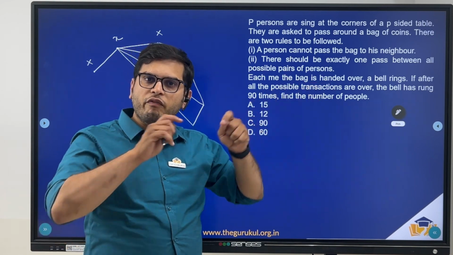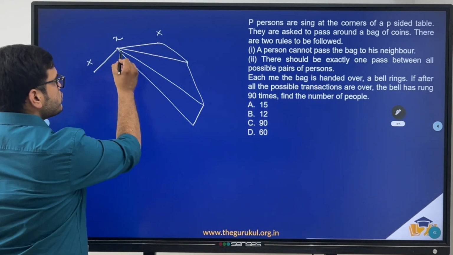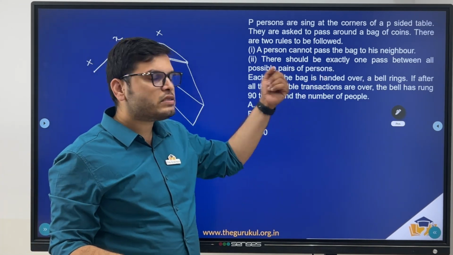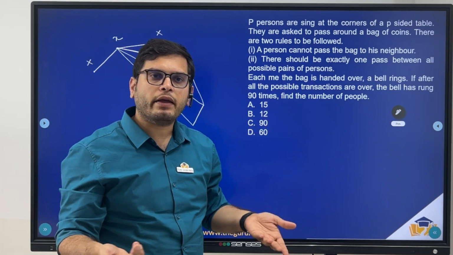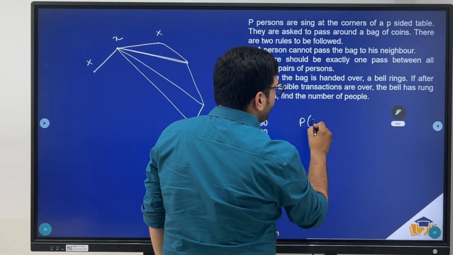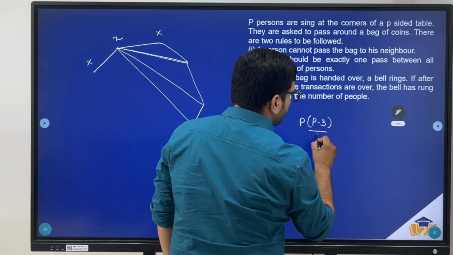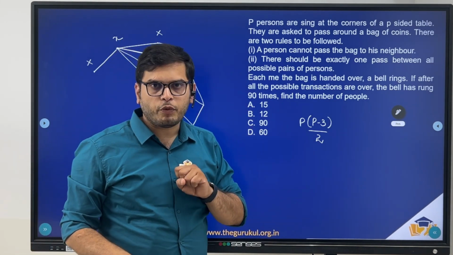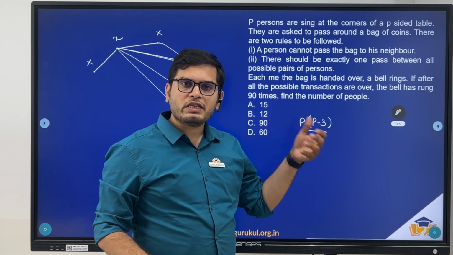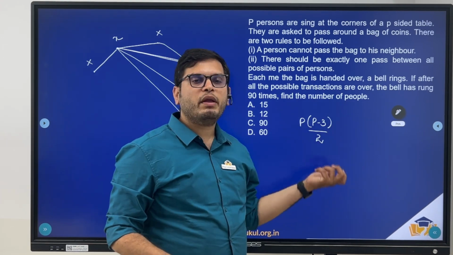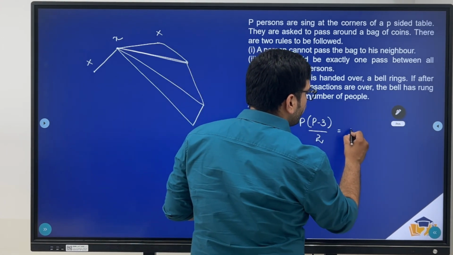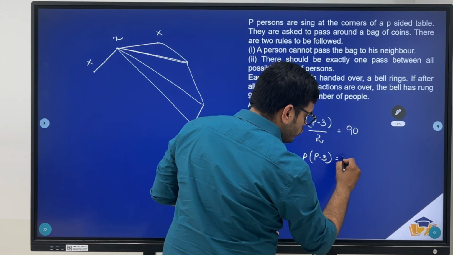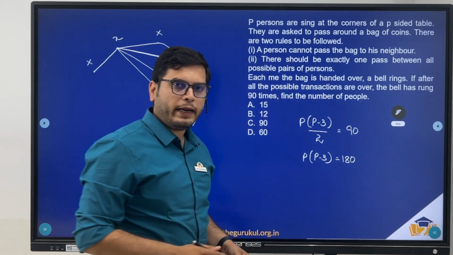Why 90? Because every time there is a pass, so every time a line is drawn, the bell will ring, right? So the bell has rung for 90 times. That means there are 90 diagonals. So p into p minus 3 by 2. Now this is the formula to calculate the number of diagonals in a p-sided polygon, right? So if a polygon has p sides, the number of diagonals would be p into p minus 3 by 2. This is given to be 90. So p into p minus 3 should be equal to 180, right?